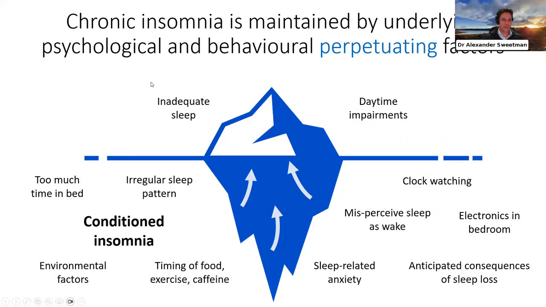So these are the surfacing symptoms of insomnia: poor sleep and daytime impairments. But we know that chronic insomnia is often maintained by a whole range of different underlying perpetuating factors. So sleeping pills really target inadequate sleep, and it's sort of like holding the iceberg down for a period of time. But really often when sleeping pills are discontinued, all of these perpetuating factors are still present and cause the insomnia to re-emerge over time.